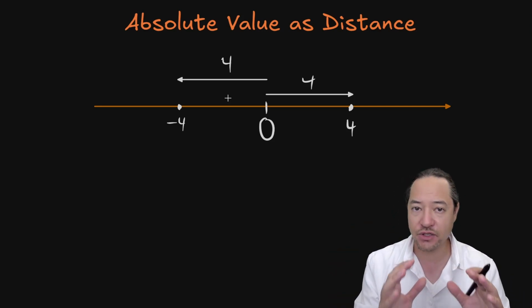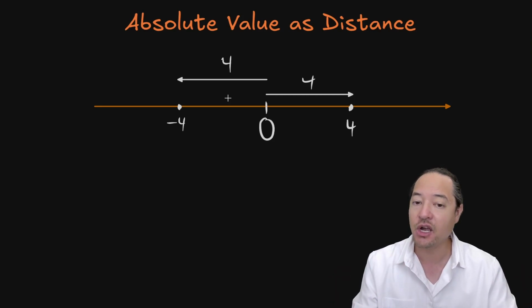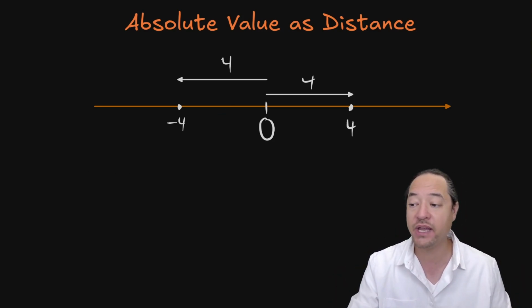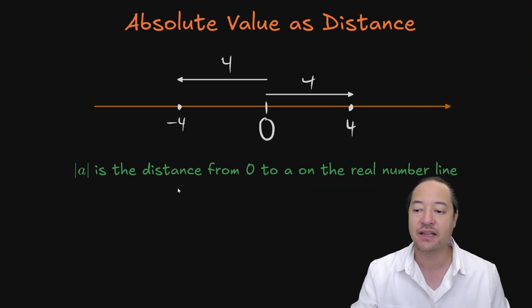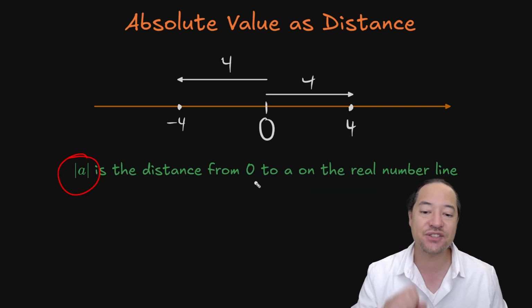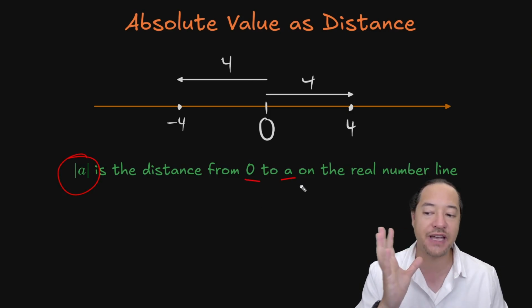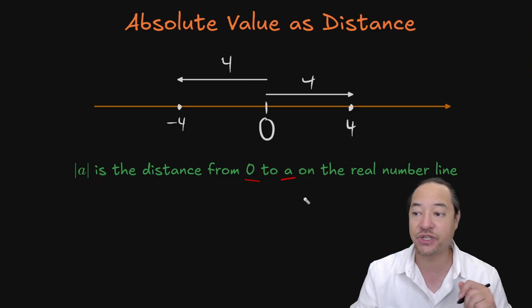But if we don't care about the direction, we just care about the distance, well, then just take the absolute value here, and that will be how far away you are from the origin. So we can think of this absolute value as the distance from the origin to some value A on the real number line, right?